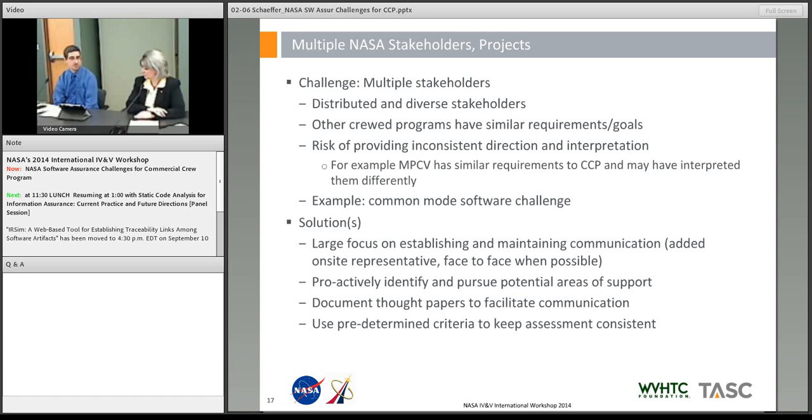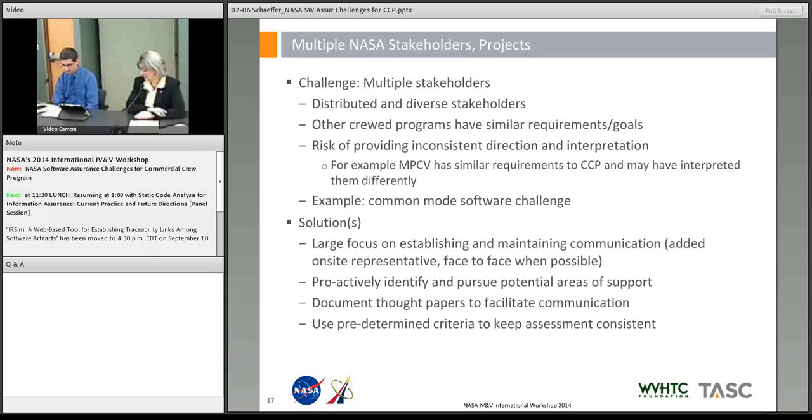For that example, we, along with our point of contact, documented a thought paper that clearly outlined our interpretation of software as it relates to failure tolerance. We were able to get buy-in from ISS and engineering before we had to communicate to our providers. I think that was a pretty big decision to make. It was applicable, in case you're curious.